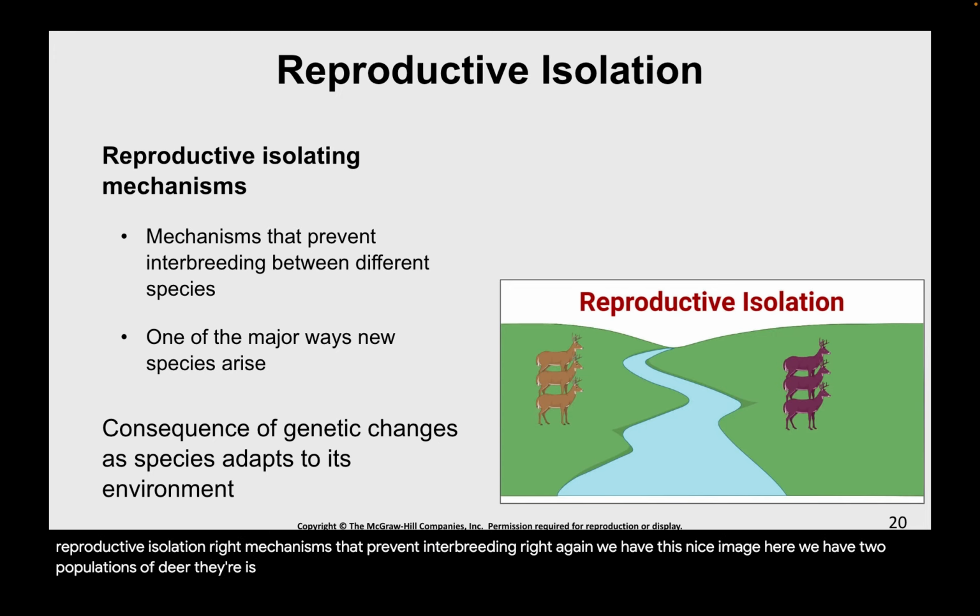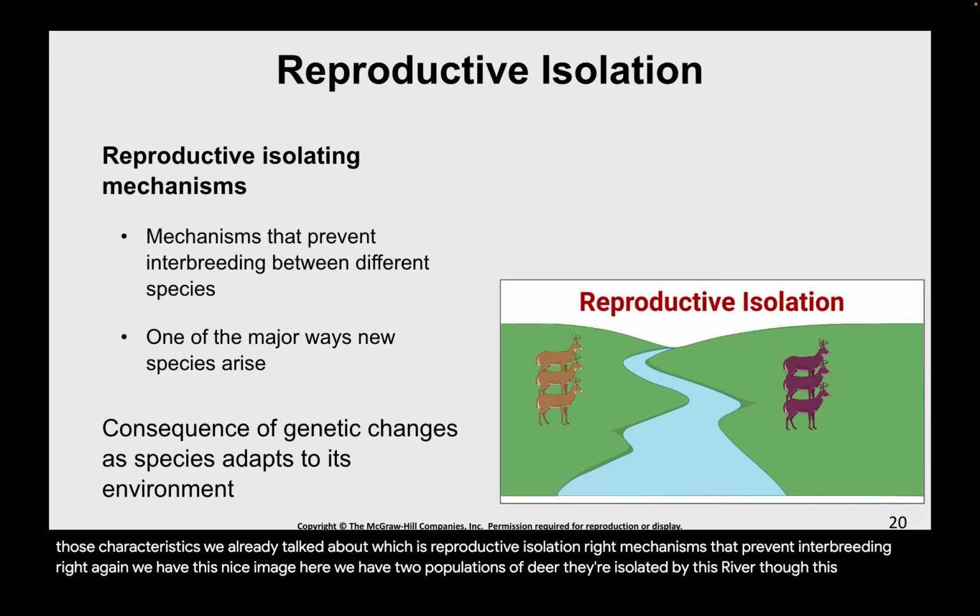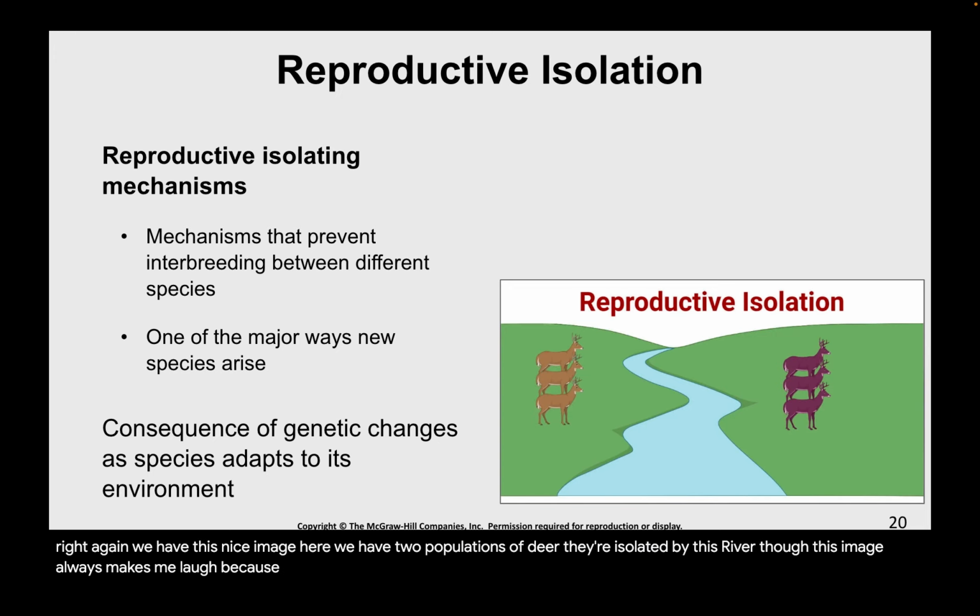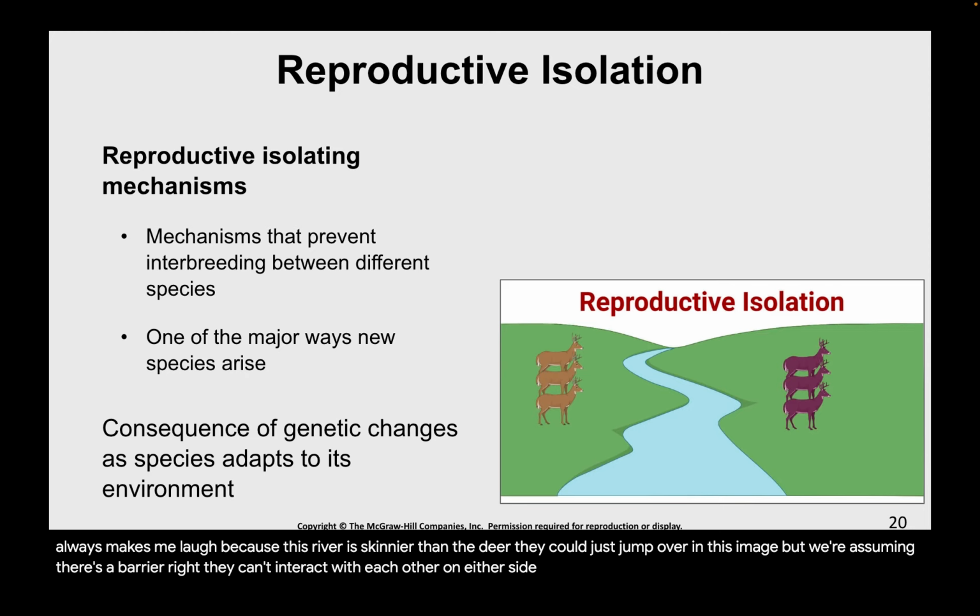They're isolated by this river, though this image always makes me laugh because this river is skinnier than the deer. They could just jump over in this image. But we're assuming there's a barrier, right? They can't interact with each other on either side of the river. Over time, because they've been isolated, they've developed different changes, right?